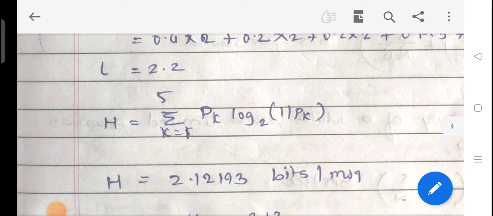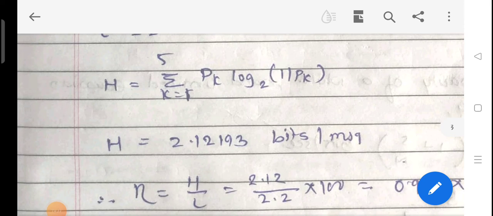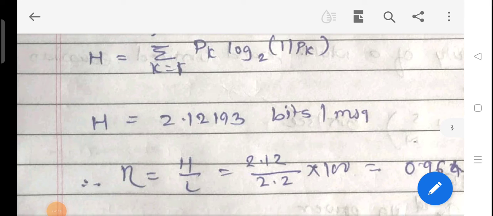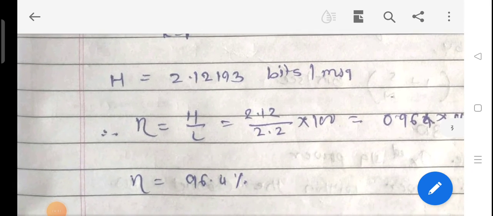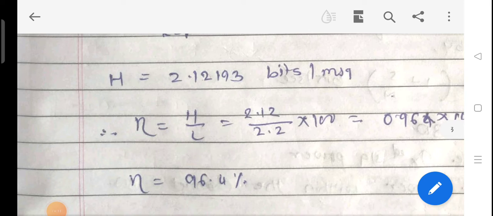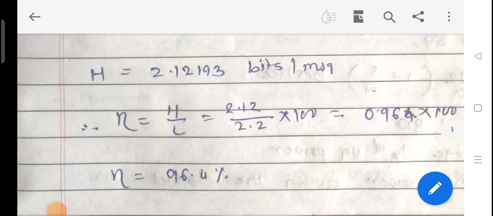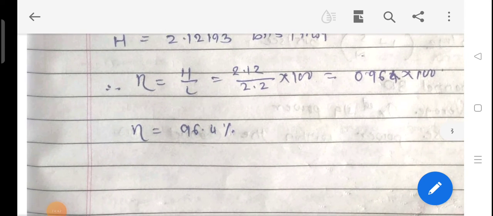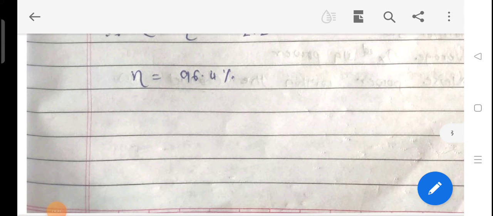Now the entropy value again we can calculate using this formula, the summation of pk log to the base 2 of 1 by pk, where k goes from 1 to 5. We have 5 messages in this given numerical. After calculation I am getting the entropy value as 2.12193 bits per message. So efficiency we can calculate using the formula eta equals H by L, multiplied by 100. Putting in those values obtained in the calculation, I am getting the efficiency value as 96.4%, and the redundancy value we can also calculate, which is 1 minus the efficiency, so we will get that value as the redundancy value.